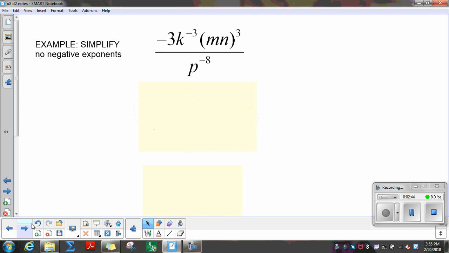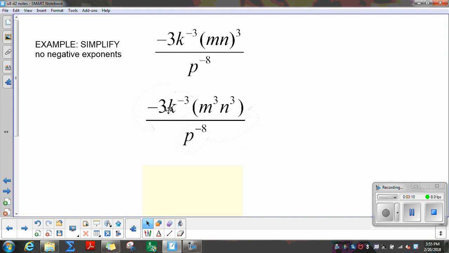So this one, we're going to go ahead and try. This is a lot of stuff going on, a lot of negative exponents, and that's okay. We're just going to go ahead and simplify, and we're going to get rid of all these negative exponents. So the very first thing I'm going to do is distribute this 3 to the m and to the n. Okay? You can keep the parentheses, you can get rid of them. I decided to keep them just because I felt like it.